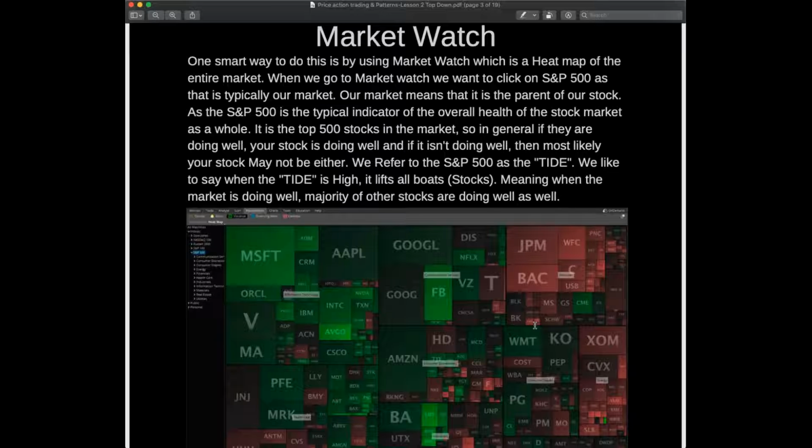We like to say when the tide is high, it lifts all boats, which are the stocks, right? If the tide's high, all boats will rise, meaning all stocks will rise if the S&P 500 is high. Now, when the tide is low, that means stocks are going to be low as well. Meaning, when the market is doing well, the majority of stocks are going to do well. And when the tide is low, the market's doing badly, and the majority of stocks are going to do badly as well.